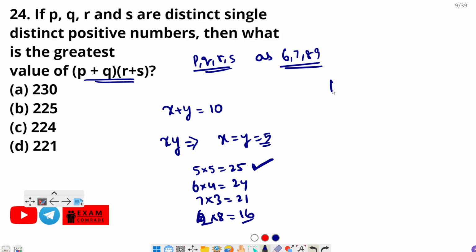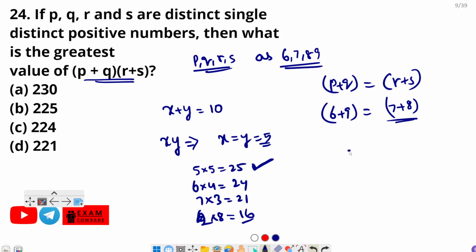That means we have to make P plus Q equal to R plus S. So we take 6 plus 9 equal to 7 plus 8. So the answer is 15 into 15, equal to 225. That is the answer. This is also an easy question if you know the concept.